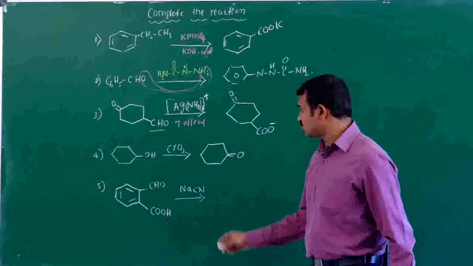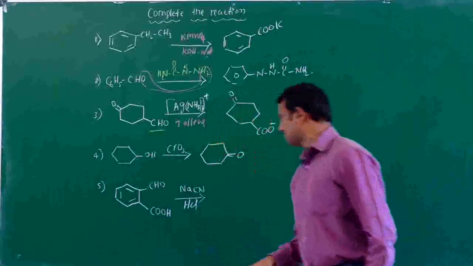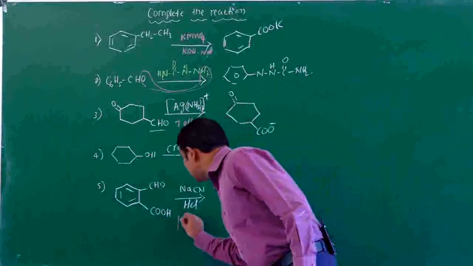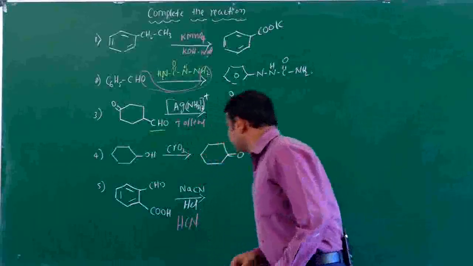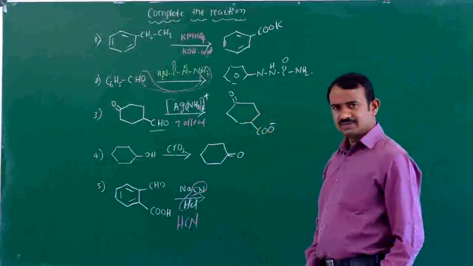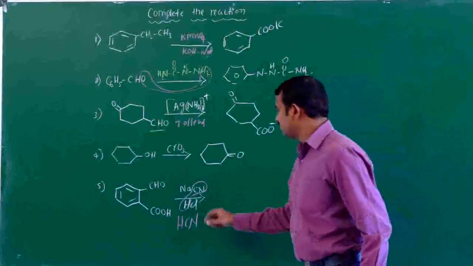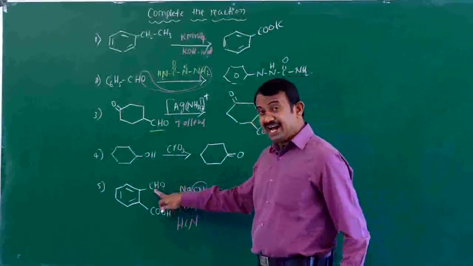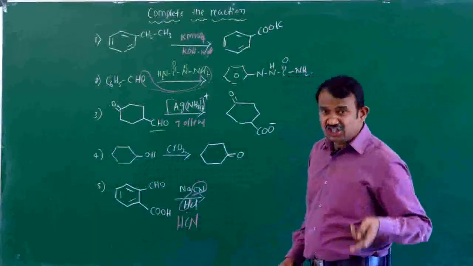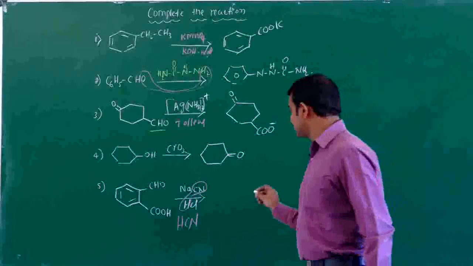It reacts with sodium cyanide in the presence of HCl. Sodium cyanide in the presence of HCl means addition of hydrogen cyanide to form cyanohydrin. Only aldehydes and ketones react by nucleophilic addition. Carboxylic acid does not undergo nucleophilic addition.